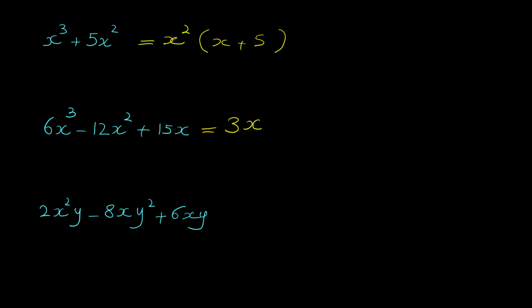So we factor x, and then what do we have to write in the bracket? We factor 3x. So basically we have to divide everything by 3x. 6x to the 3 divided by 3x is 2x to the 2.